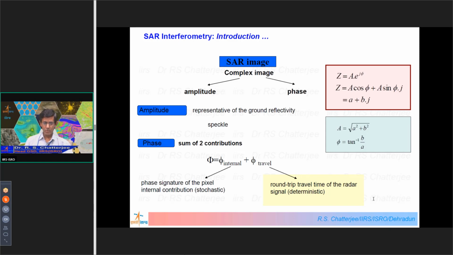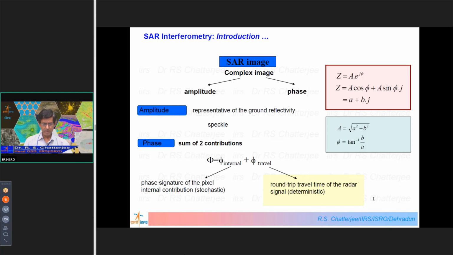So that is why the brightness of adjacent pixels having a similar kind of land cover will be different. That gives you the speckle effect, also known as the salt and pepper effect. Okay, so that is not important for today's class. What is important is the phase information of the two SAR images, or a single SAR image.